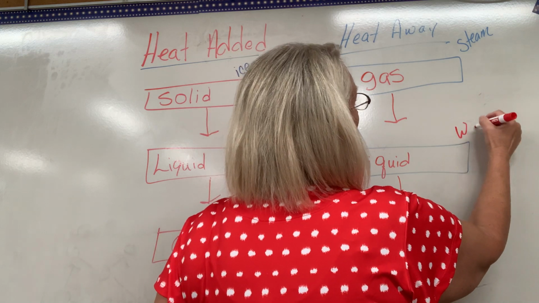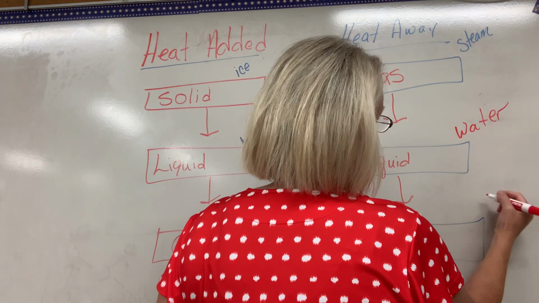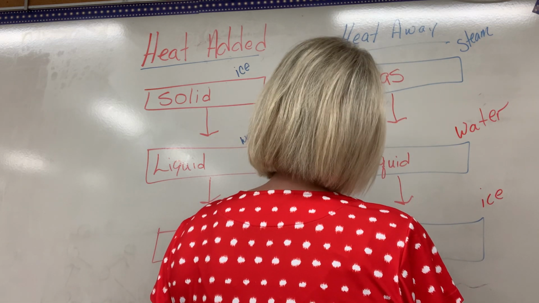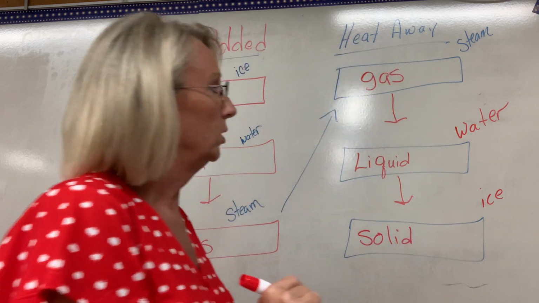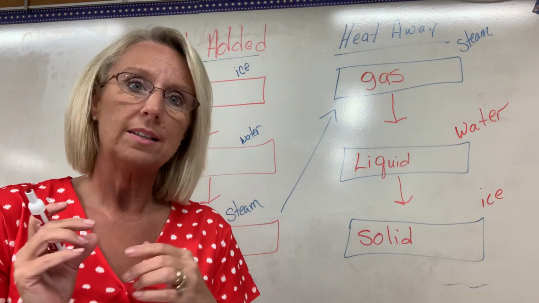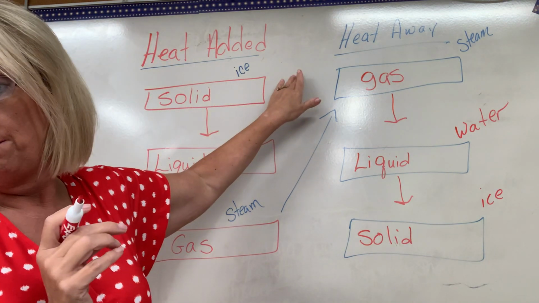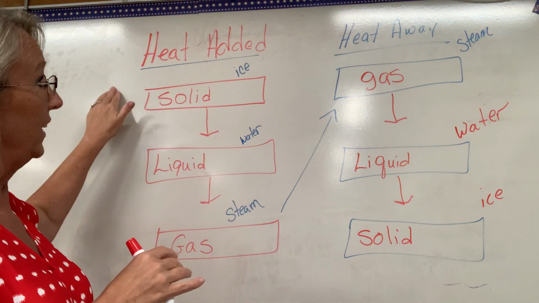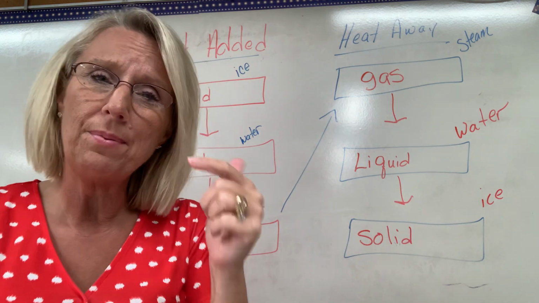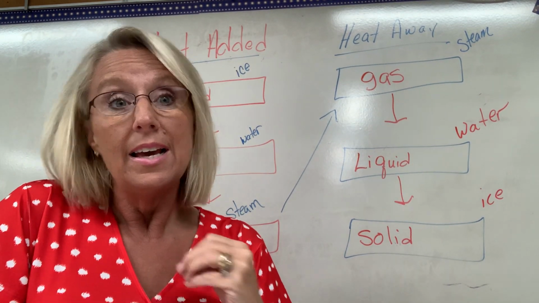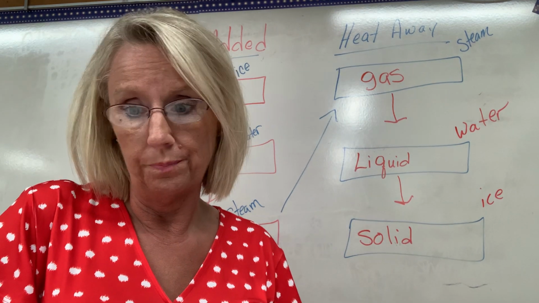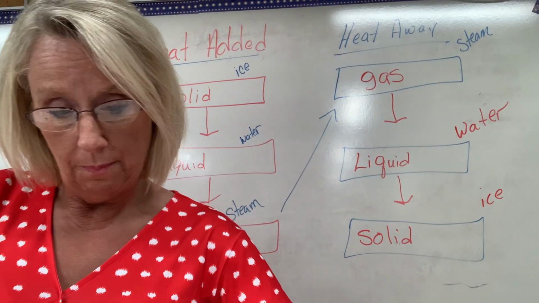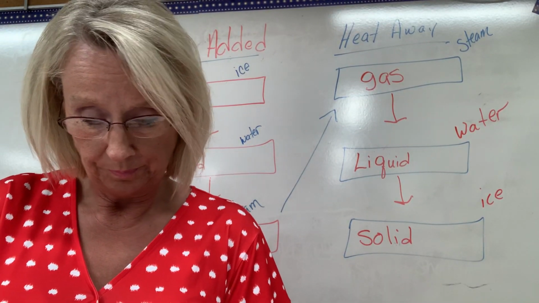So we got liquid here that's going to be our water, and then we have here our ice again, and then we've got our solid. So if we think about these two particular flow charts and we think about them as they reverse, heat added, heat taken away, and you can keep that visual of ice in your mind, it does help you remember how they flow, okay?